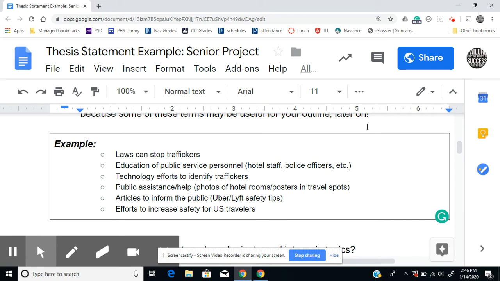Some articles might be written for the public. Let's say I'm going to take an Uber ride. I might want to read some safety tips on how not to get trafficked. And then finally, when people are traveling abroad, I thought maybe there are some articles out there that I want to research for that. So these are some brainstorms that I have done. Go ahead and do your own brainstorming on your copy of this document and unpause when you're ready to move on.